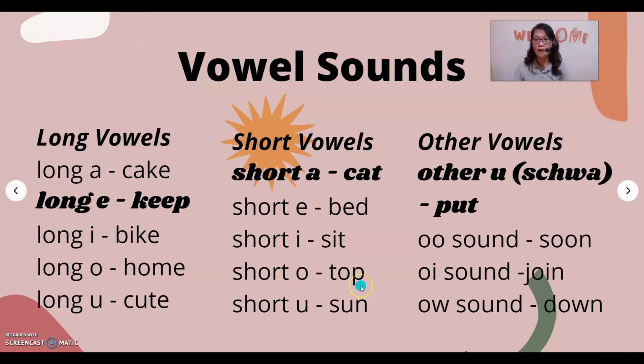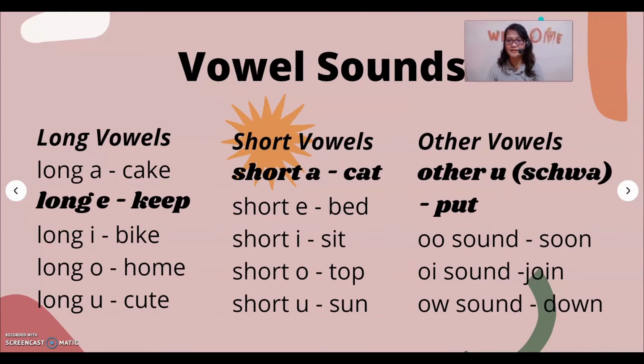Short O, top, top. Short U, sun, sun. It seems like you're not opening your mouth. Sun, sun, sun. And then we also have the other vowels, other U. It is what we call the schwa sound. It is very near to the short U sound. Like for example this one, put, put. It seems like you're not opening your mouth that much. Put, put. Okay, you can try that.